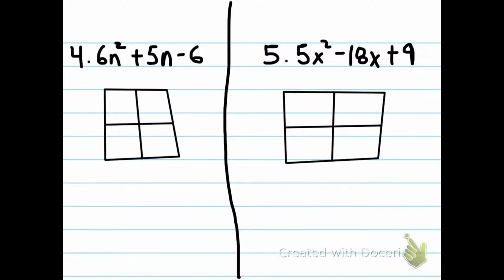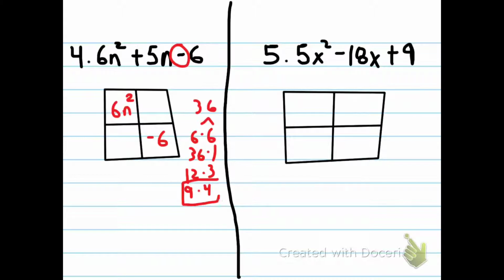Try solving these two problems on your own. So for number 4, I multiplied and I got a negative 36, and remember to forget about the negative for now. And then I wrote down the factored pairs. So remember, since this sign right here is a negative, that means your signs of your factors are gonna be opposite. So when looking at all these factors, 9 times 4 is the best one, because if you do positive 9 plus a negative 4, you get a positive 5.